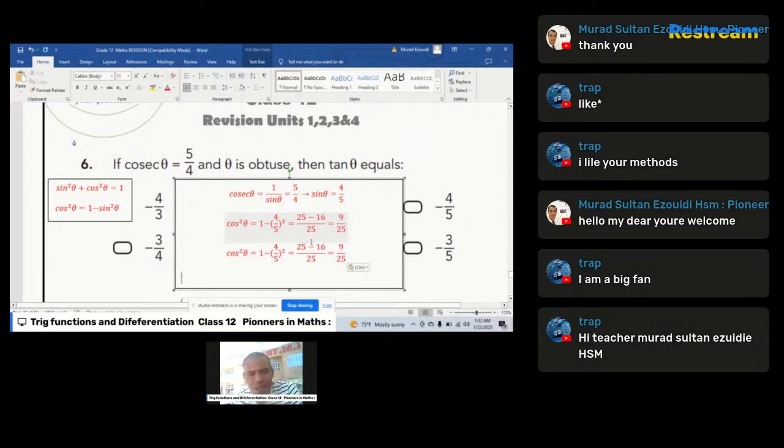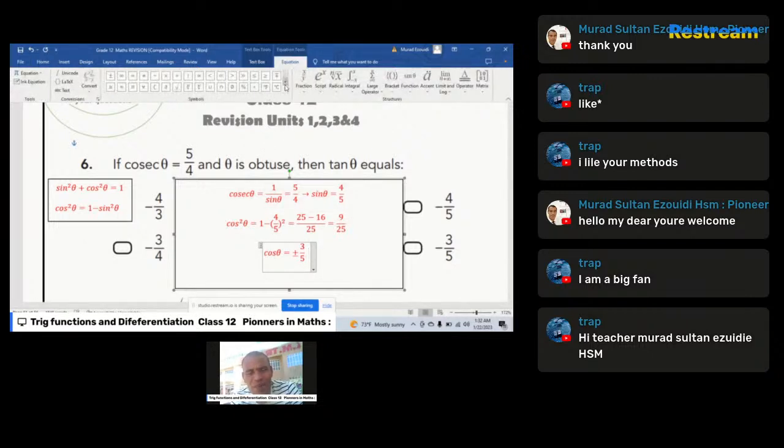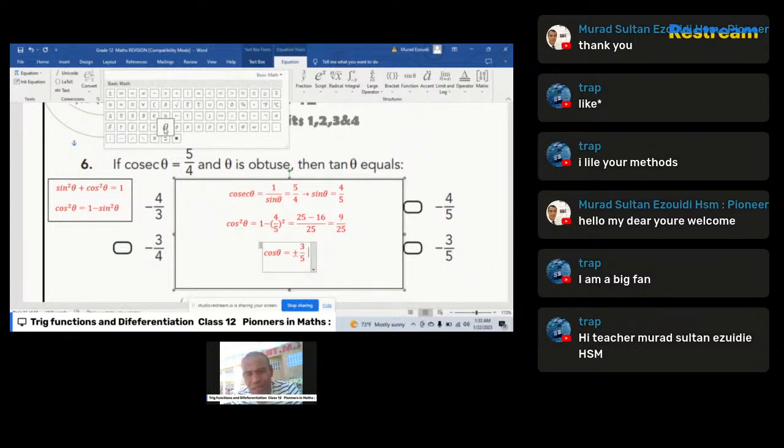So, I'll just write now cosine of theta only. Cosine of theta is equal to root of 9 over 25. And root of 9 over 25 will be plus or negative 3 over 5. So we have two values of 3 over 5. But learners, theta is obtuse. What does it mean? The angle theta here is obtuse, meaning that the angle is more than 90 degrees and less than 180 degrees, meaning cosine should be negative.